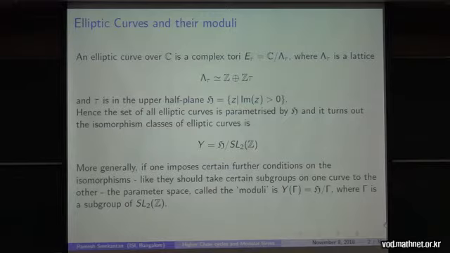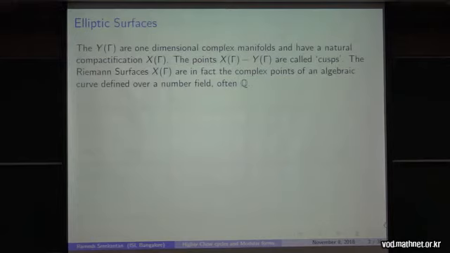we denote by Y gamma, which is the upper half plane modulo gamma, where gamma is some subgroup of SL2Z. These are usually called congruence subgroups, and they parameterize elliptic curves not only up to isomorphism but with some additional information. So the Y gamma are one-dimensional complex manifolds and have a natural compactification which we denote by X gamma. The upper half plane modulo gamma is not a compact curve in general, but you can compactify it in a very natural way, and the points X gamma minus Y gamma are called cusps. Coming back to the example when gamma is SL2Z, the upper half plane modulo SL2Z is just the complex numbers, and you add one point and you get a copy of the projective line, P1.